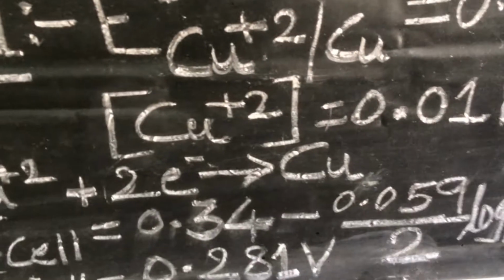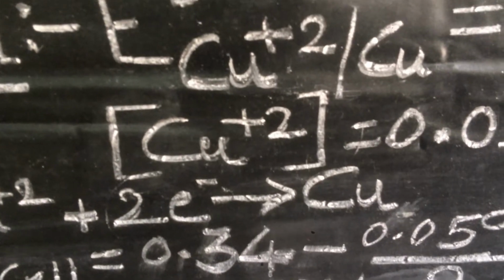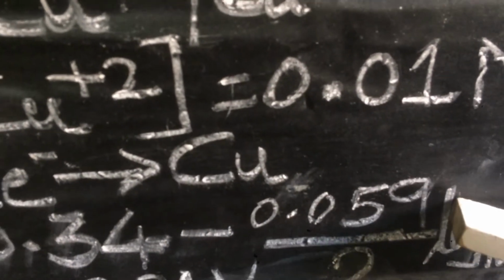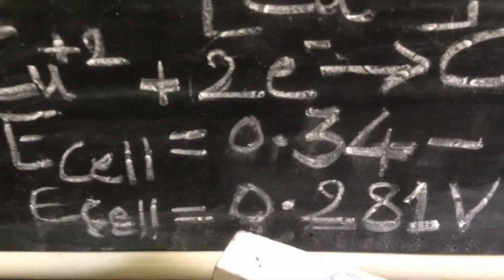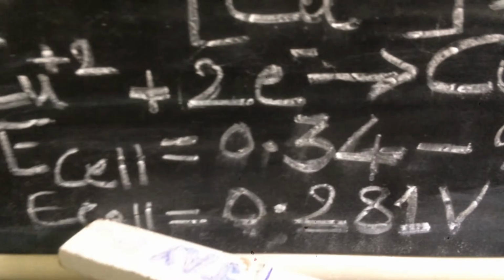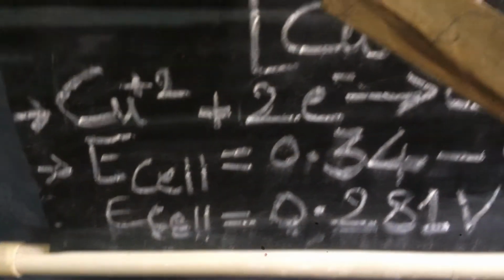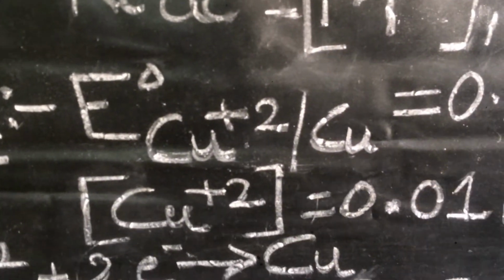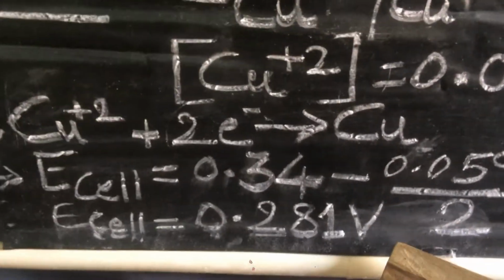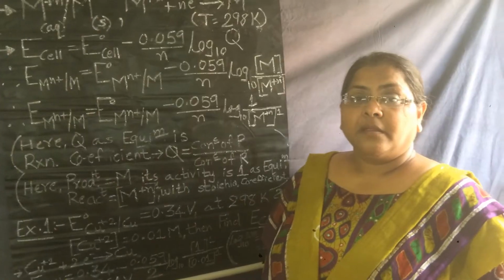So we will get 0.34 minus 0.059, which is equal to 0.281 volt. So the cell potential for this given half cell is 0.281 volt. Thank you.